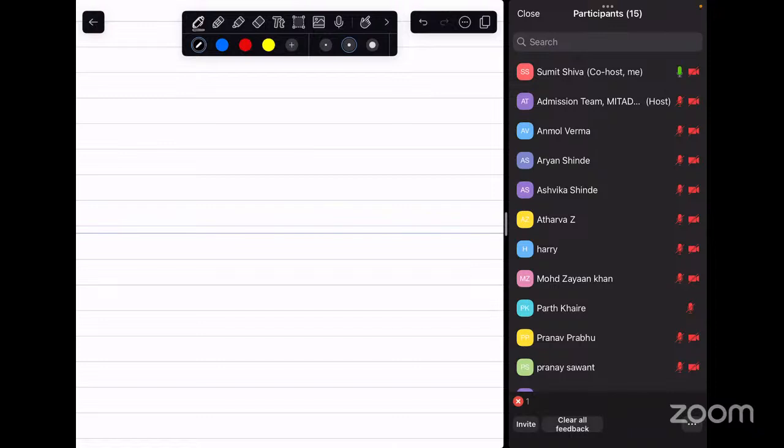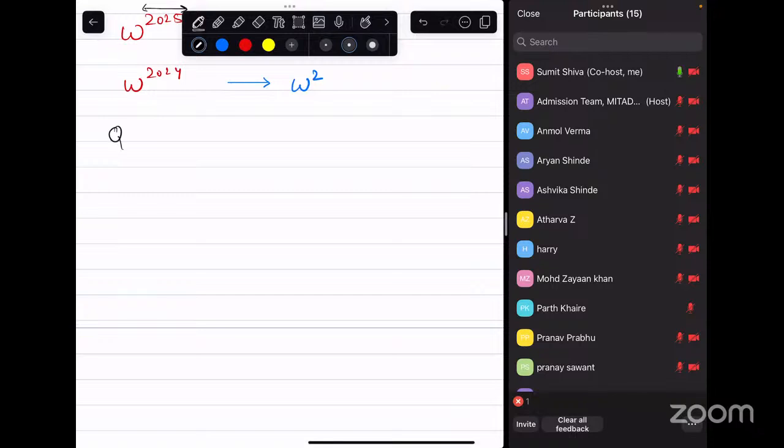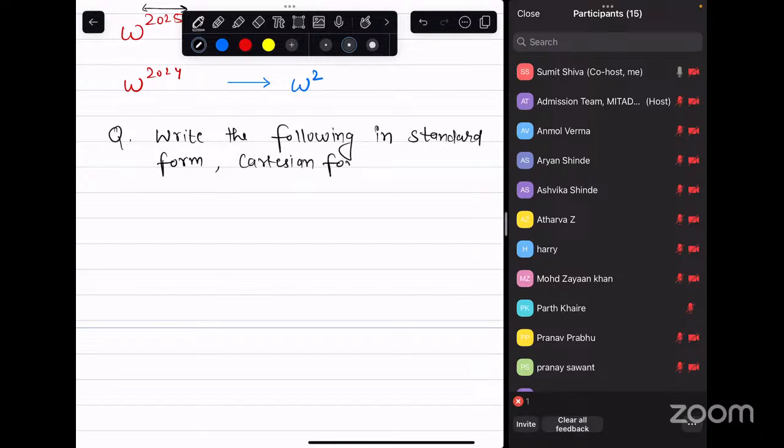Okay, so now solve this question. Write the following in standard form, Cartesian form, polar form, and Euler form.